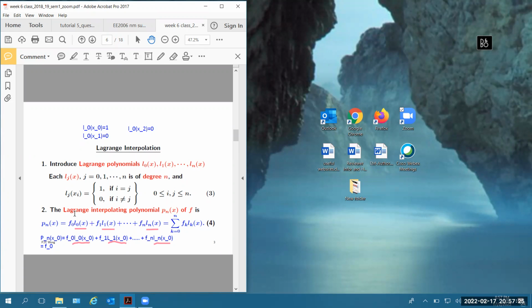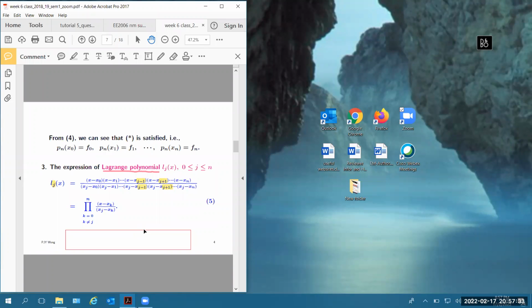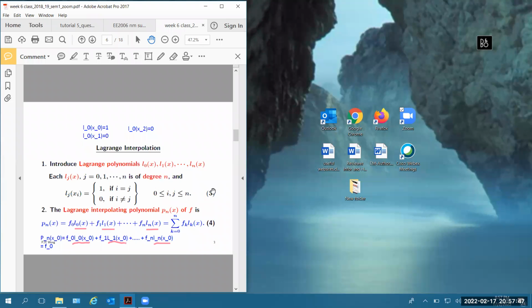Now we are convinced that this is really an interpolating polynomial. And why do we put the name Lagrange in front? This is to honor Lagrange, because he thought of this method. Now we come back to the expression of the Lagrange polynomial. This expression was also taught by him, and having this expression really will satisfy property number 3.